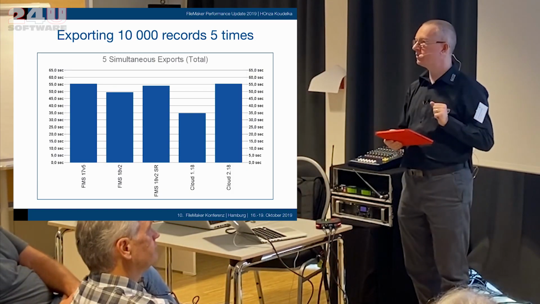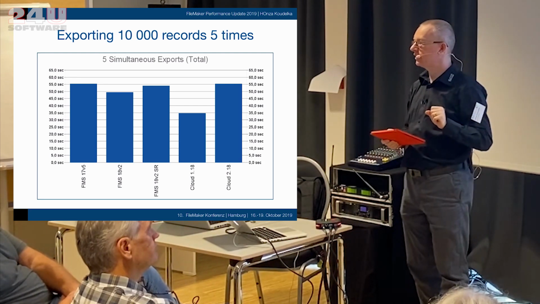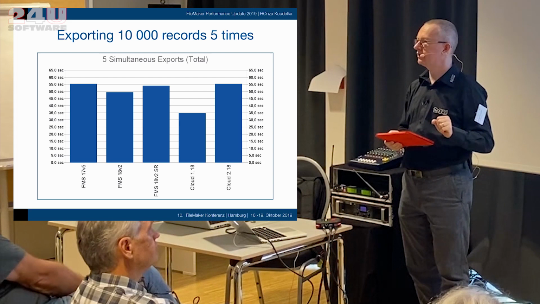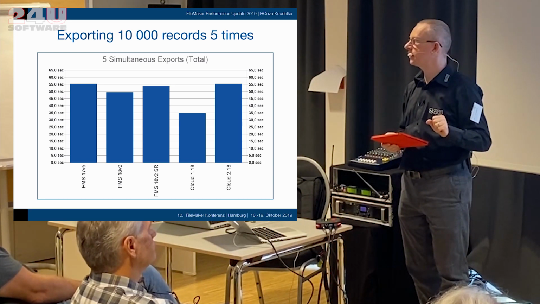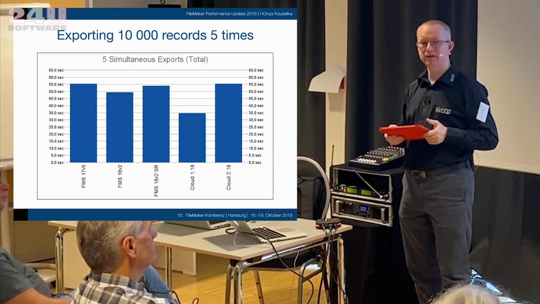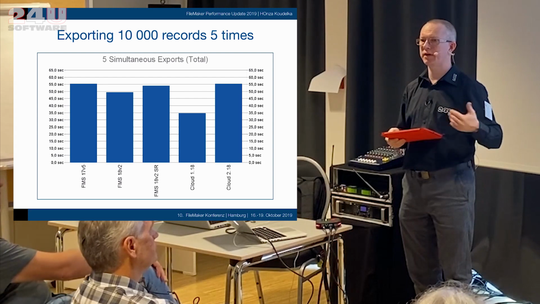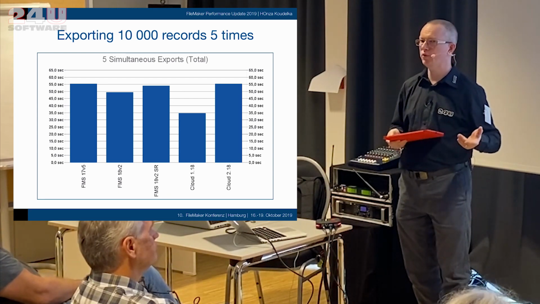An interesting comparison to keep in mind is that the first 3 bars are for that 10 or 11 years old Mac Pro. The last 2 bars are running on Amazon. One is on the FileMaker Cloud for AWS, which is the FileMaker Cloud 1.